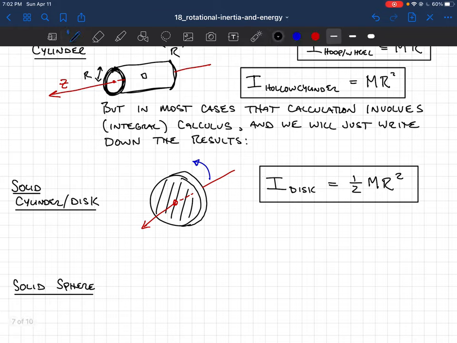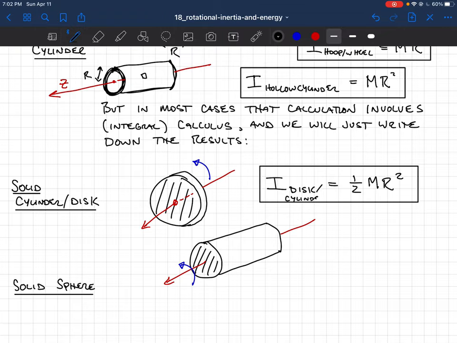The same thing is true for a solid cylinder. So if you have just a solid cylinder like that, and you again rotate it about this symmetry axis, so you're talking about rotations like that, then you get exactly the same equation. So this is also for the solid cylinder.